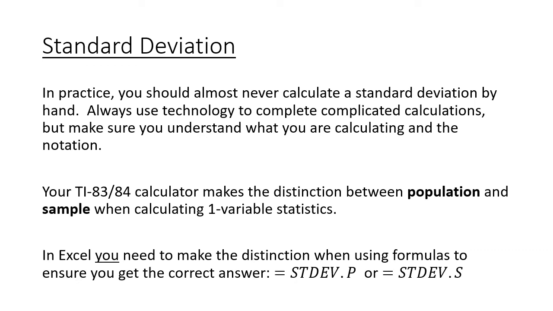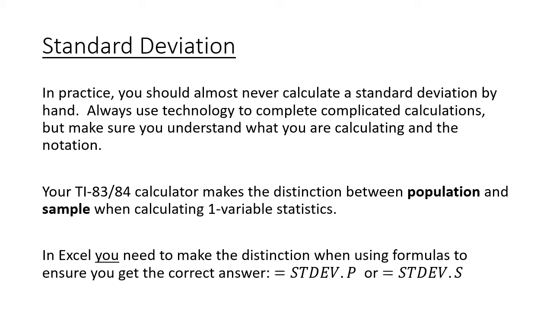Now, like I said, in practice, you're never going to calculate a standard deviation by hand. There's no point writing out that entire table like I did. I just really wanted to show you what we're actually calculating so you have an intuitive idea behind what's going on. Now, when you use technology, you've got to make sure that you're using it the correct way. If you find standard deviations and variances on your calculator, your TI-83 and 84, they make the distinction between the population and the sample using that notation. Is it a sigma or is it an S?